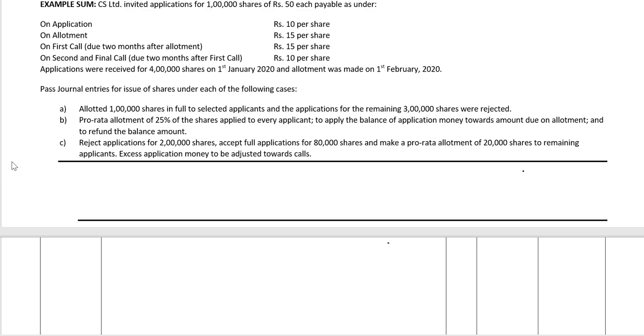Case A. Case A says, allotted 1 lakh shares in full to the selected applicants and the applications for the remaining 3 lakh shares were rejected. Let's make a few notes before we begin. So we have shares applied and shares allotted.